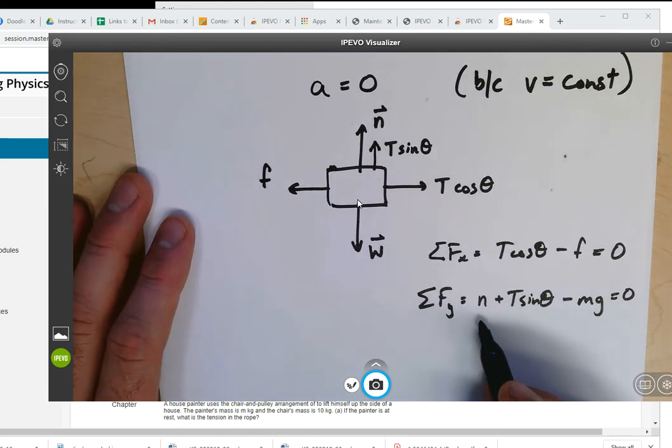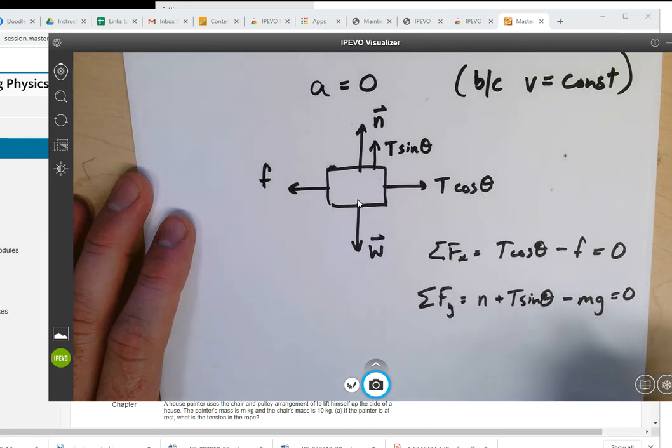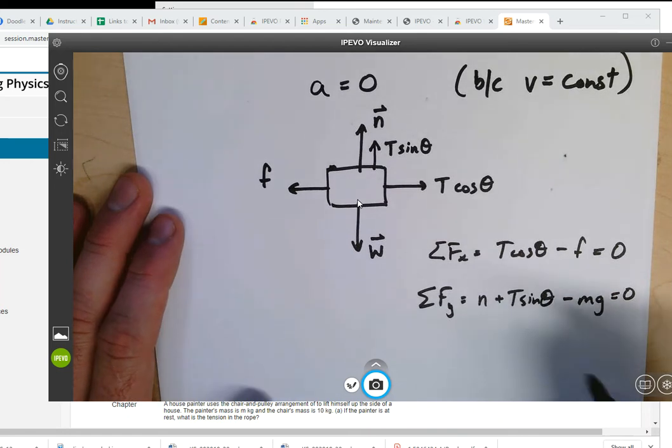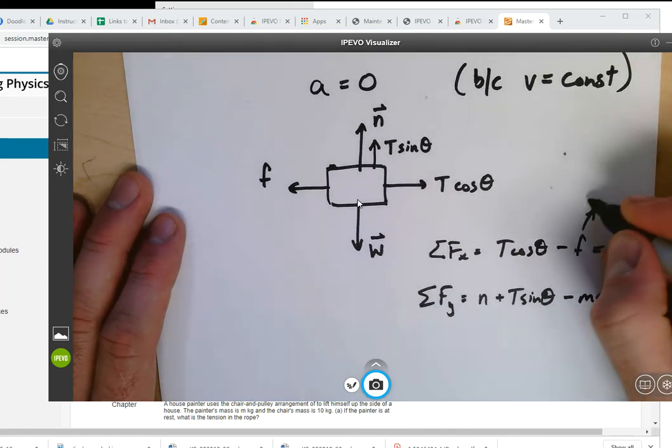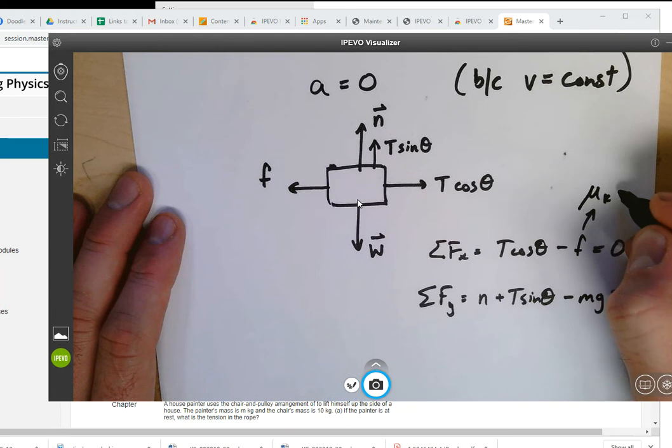And the normal force is unknown. Oh, I think I understand what's going on here. The catch with this problem is that we know the frictional force is going to be equal to mu kinetic times the normal force.